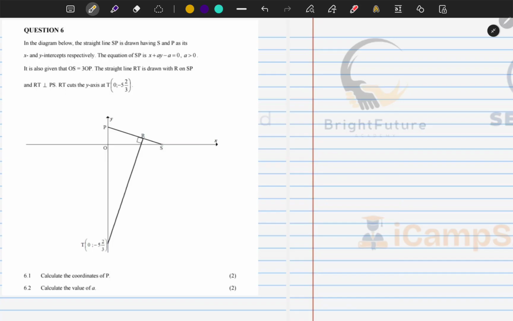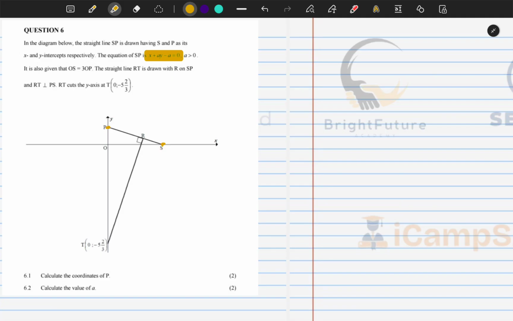So S is going to be your x-intercept, and P is going to be your y-intercept respectively. The equation of SP is given, and we are being told that this is the equation where a is greater than 0. That's a condition. That means that if in any case in the question we are asked to find a, it should be greater than 0, because they already set out that condition for us.